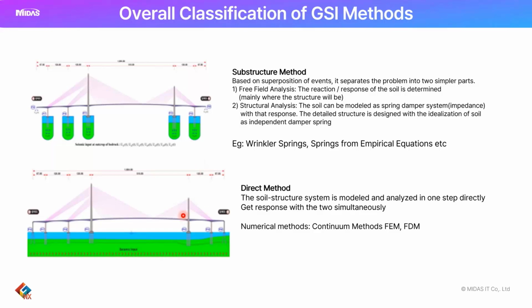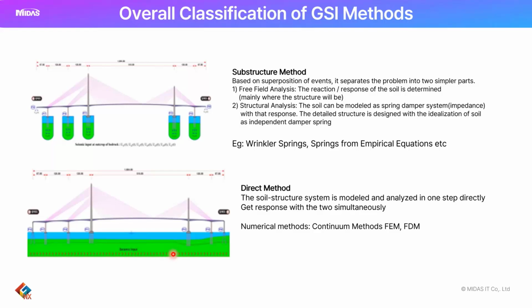In the case of the direct method, we will be modeling the soil as a continuum directly. Along with it, the superstructure and substructure can also be modeled. Otherwise, only the substructure and the soil can be modeled. So here, the soil is actually modeled as a continuum.